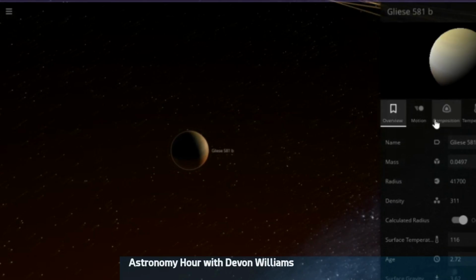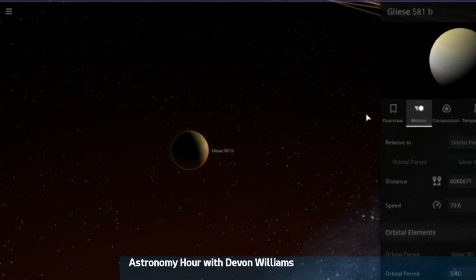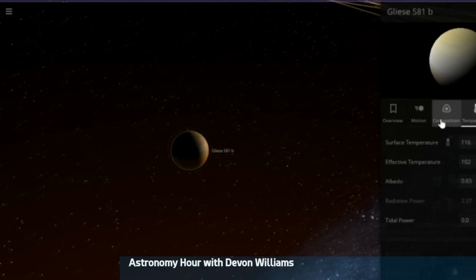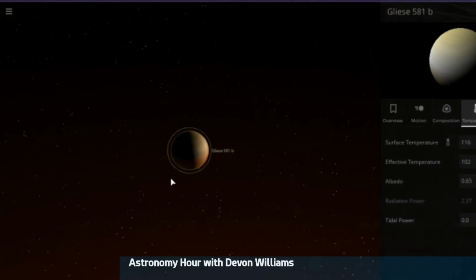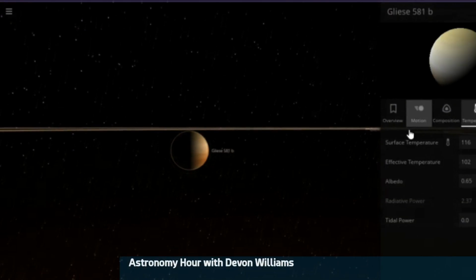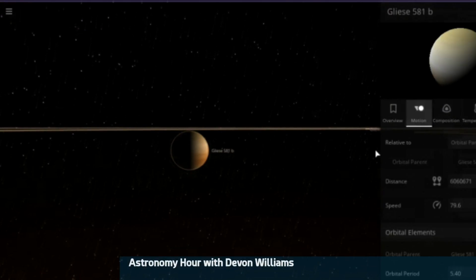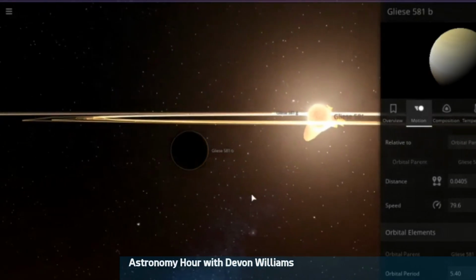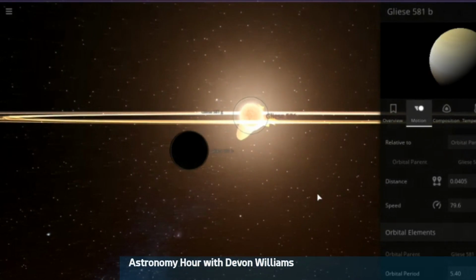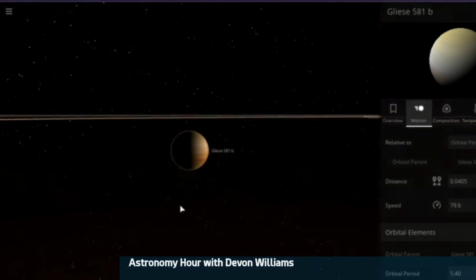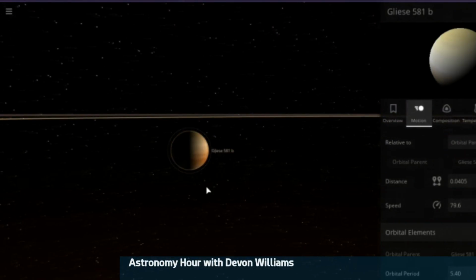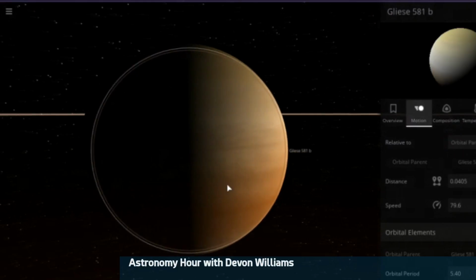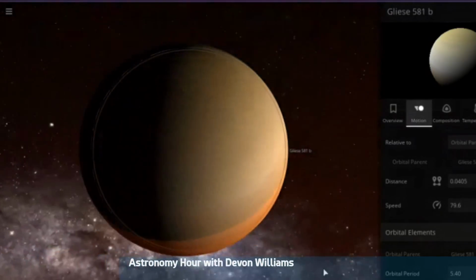This planet likely has very reflective cloud tops, so the cloud top temperature is only about 102 degrees Celsius. And that is really surprising to find when you realize that this planet is only 4/100ths of an astronomical unit away from its star. I mean, the star is right there. It's only 4/100ths of an astronomical unit away from the star, and the cloud tops here are barely at boiling point. So that is Gliese 581b.